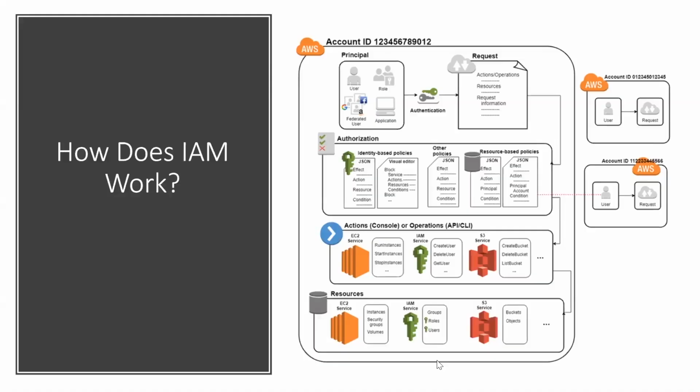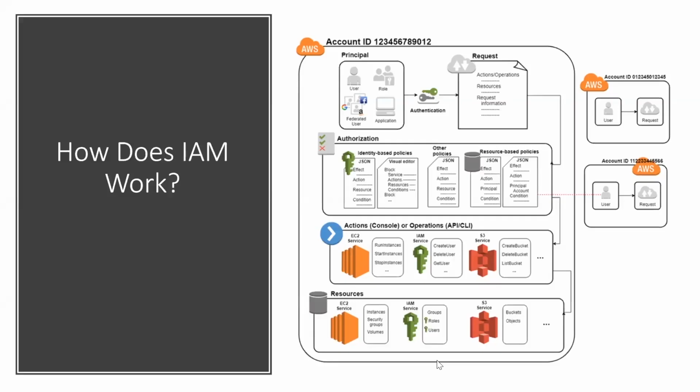Then we can define the actions or the operations using the console or the CLI or any API. We can define it for our EC2 service, whether the person is authorized to run the instance, start or stop the instance, whatever actions have been defined in our authorization. If that matches, then those actions will be performed. If it does not match, it will simply deny and give a message that you do not have the authorized access to run or modify this particular instance.